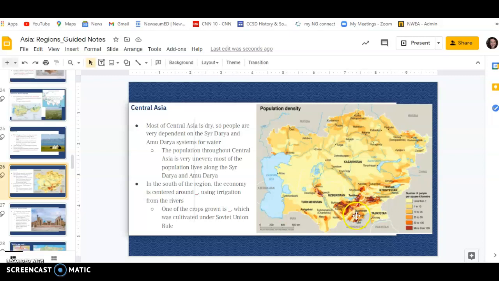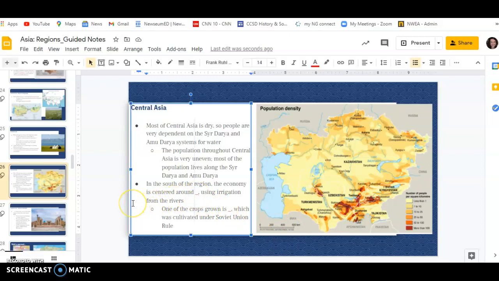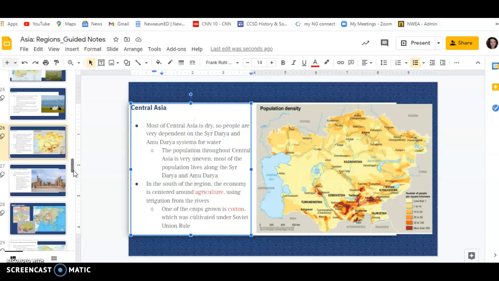Again, this should sound familiar. We saw this same pattern when we looked at where the population distribution is throughout Africa. We saw that a majority of the population is centered around rivers or other bodies of water. In the south of the region, the economy is centered around agriculture, using irrigation, all right, so diverting water to water their plants from those 2 rivers. One of the crops grown is cotton, which was cultivated, or originally grown, once again, under Soviet Union rule. Right? This region was told to cultivate or grow cotton to meet a need of the Soviet Union. So once again, here we're seeing the influence of another country or state outside of the region.